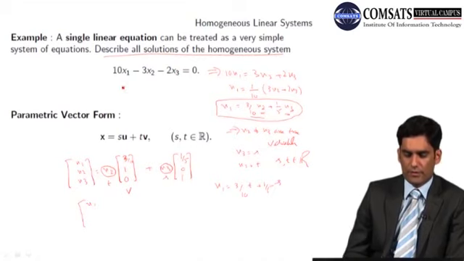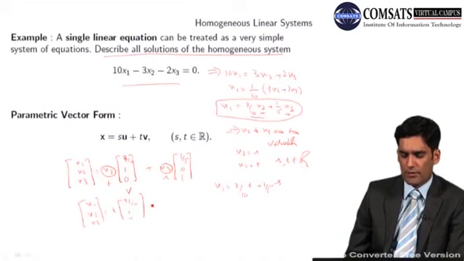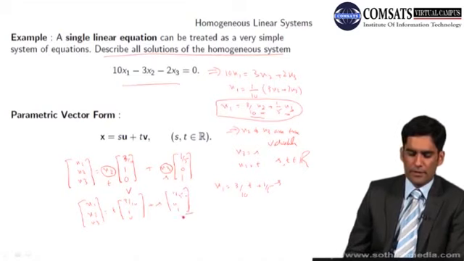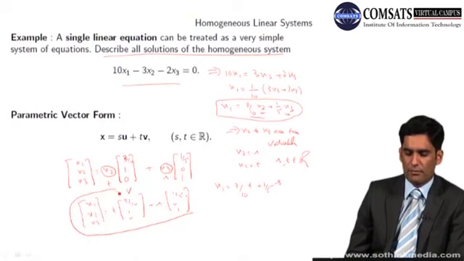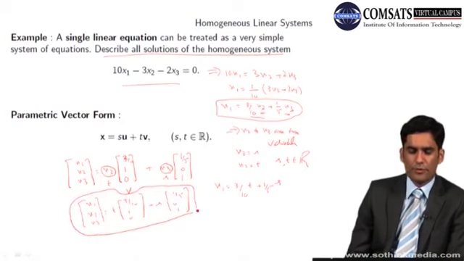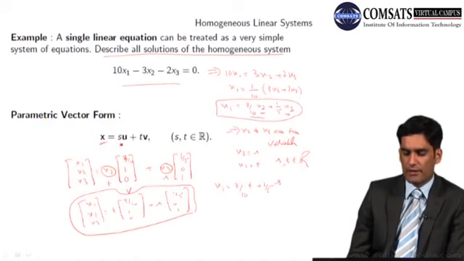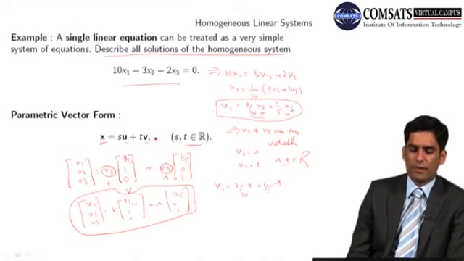This system, x1, x2, x3 equals t times 3/10, 1, 0 plus s times 1/5, 0 and 1. This is the parametric vector form. So in general, the parametric vector form is x, your vector x, where s and t are real numbers, and u and v are some vectors.